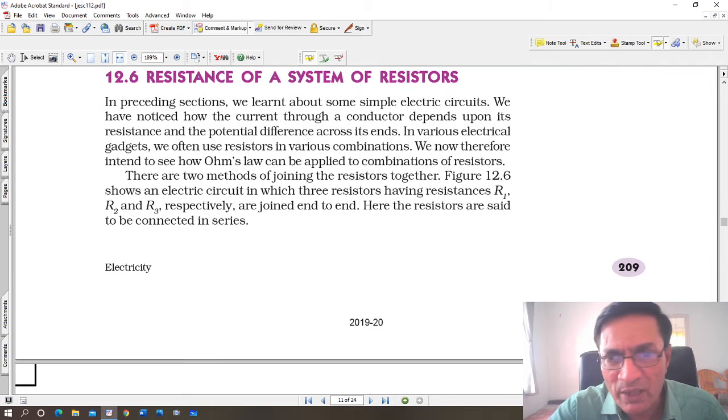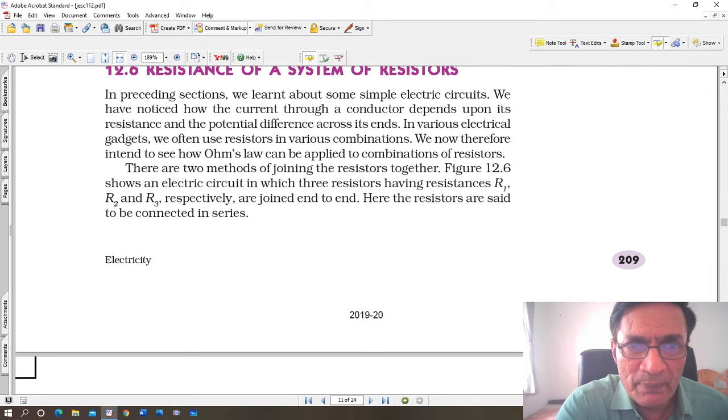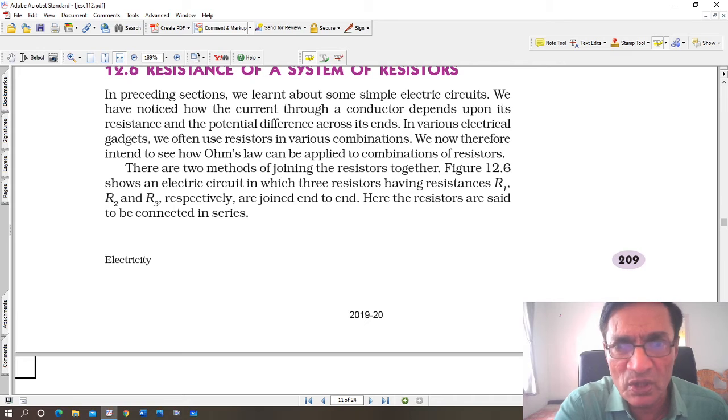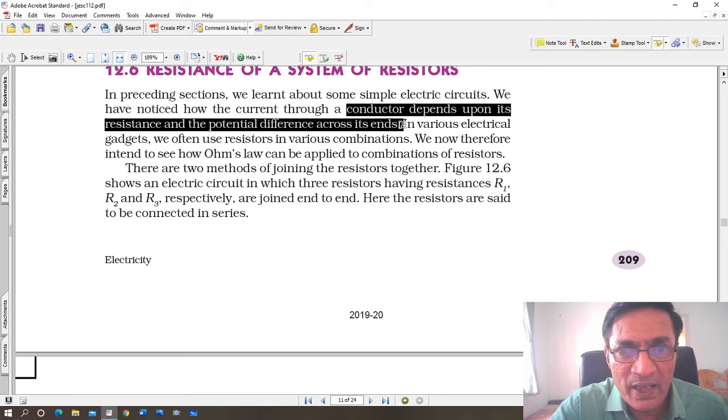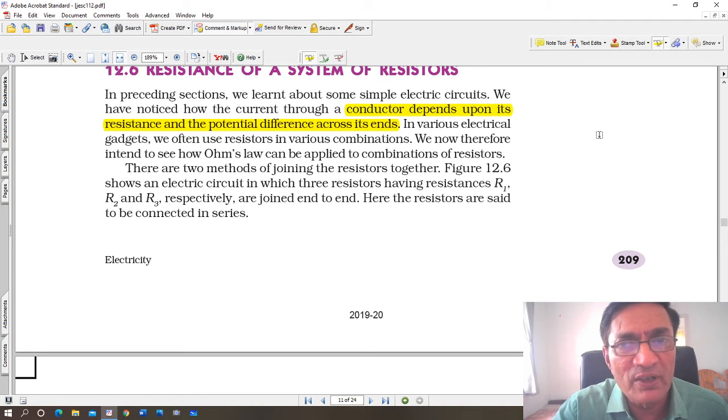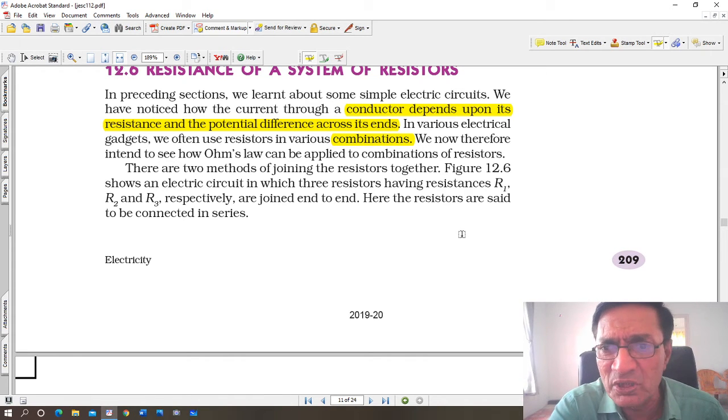Now you see, resistors can be connected in series or parallel. In preceding sections, we learnt about some simple electrical circuits. We have noticed how the current through a conductor depends upon its resistance and the potential difference across its different ends. In all types of electrical gadgets, we often use resistors in various combinations. This word combinations is important. It is not one resistor, there are three or four resistors. We now therefore intend to see how Ohm's law can be applied to a combination of resistors, 2, 3, 4.